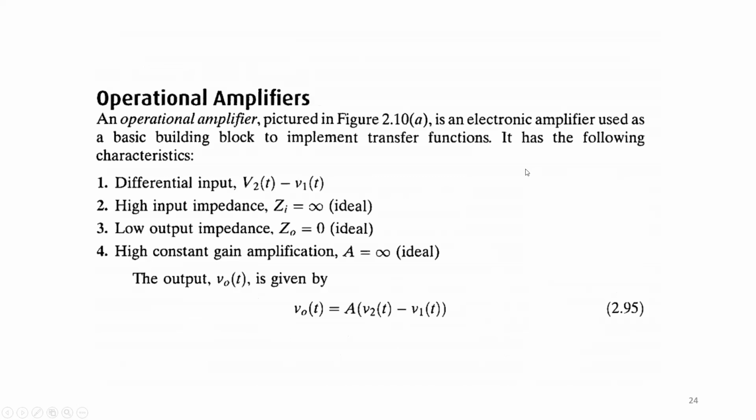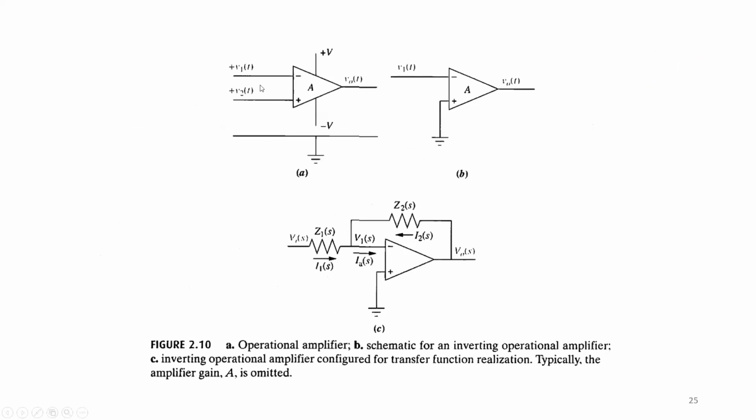Now move on to another one, which is the operational amplifier. Op-amp is an electronic device. Op-amp looks like this. That is operational amplifier, an electronic amplifier, which is used to implement transfer functions. So it has the following characteristics. See, these are the figures of the op-amp. This is the basic one.